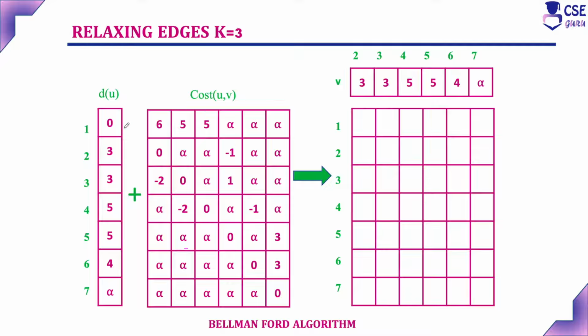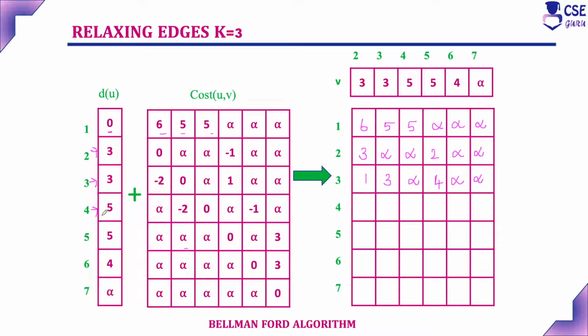Okay. So now with this shortest distance, add the corresponding cost matrix value to get the new cost matrix. So 0 plus 6, 6, 0 plus 5, 0 plus 5, 0 plus infinite, infinite. Okay. Next for vertex 2, 3 plus 0, 3 plus infinite, 3 minus 1, 2, 3 plus infinite, 3 plus infinite. Next for vertex 3, 3 minus 2, 1, 3 plus 0, 3, 3 plus infinite, 3 plus 1, 4, 3 plus infinite, 3 plus infinite.